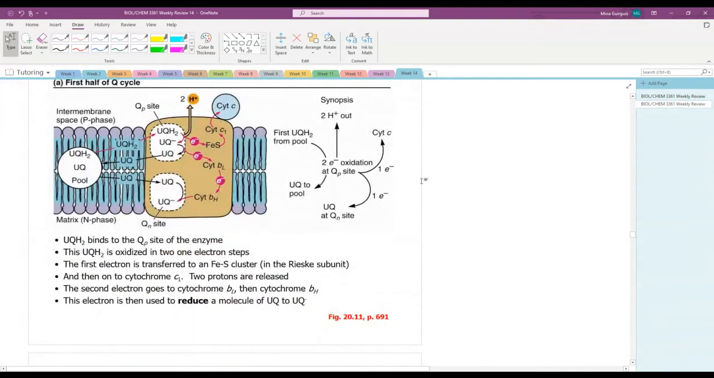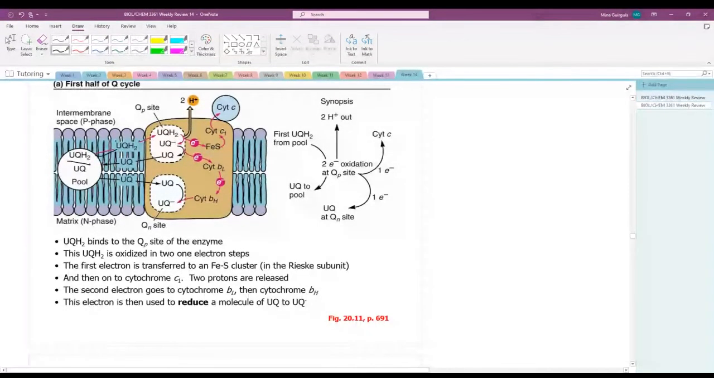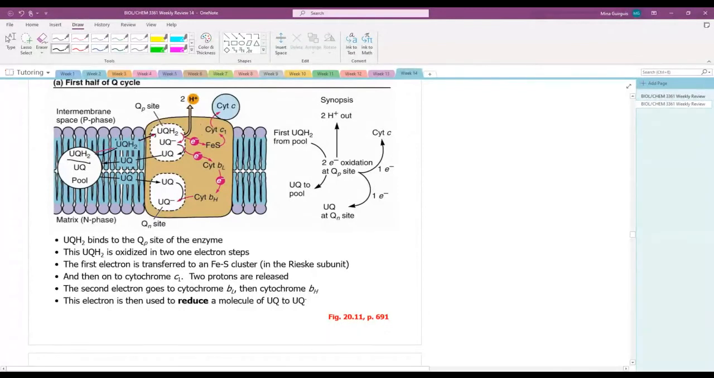So there's this thing called the Q cycle. And effectively, the Q cycle is how we go from ubiquinone to ubiquinol back to ubiquinone over and over again without having that weird kind of unbalanced thing where we don't have enough of one and too much of the other. So we're going to start with ubiquinol, which is the UQH2. It binds to what's called the QP site of, in this case, I believe this is complex 4, or I'm sorry, complex 3.